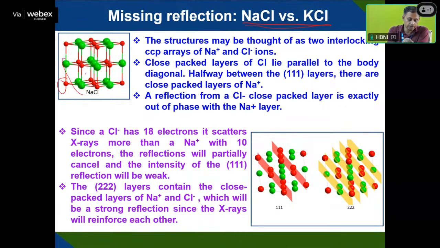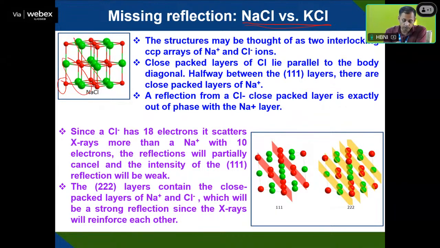In a proper fashion, you will see all sodium and chlorine atoms adjacent to each other. And the close-packed layer of the structure is thought to be composed of two interlinking CCP structures with Na plus and Cl minus ions. The close-packed layer of chlorine lies parallel to the body diagonal and halfway between one and one.